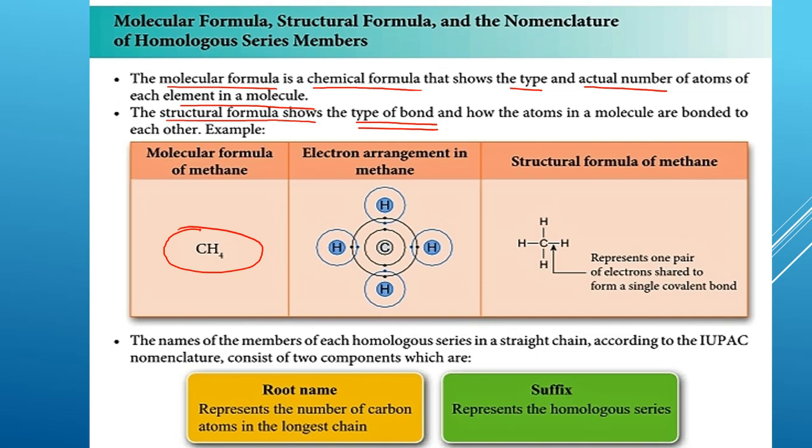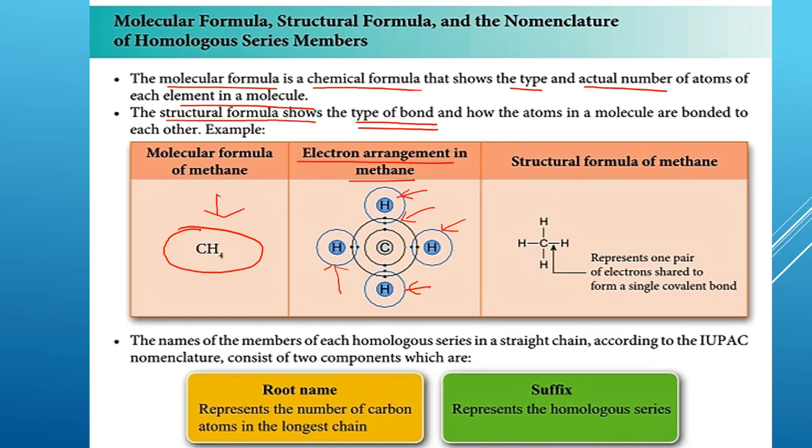This is the molecular formula of methane, CH4. Electron arrangements in methane. So from here, we know we have 1 carbon atom and 4 hydrogen atoms. Of course, this one is covalent bond, covalent bond between the C and the H, sharing of electron.